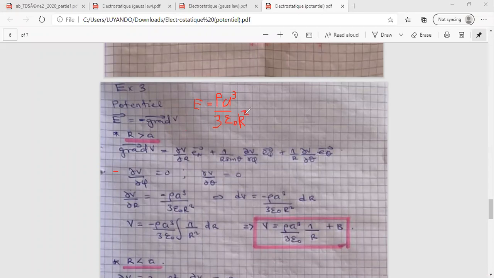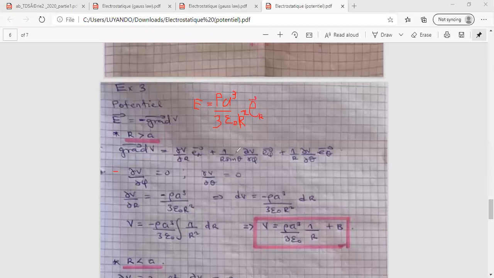We're going to use the same formula: E is equal to negative grad of V. At the exterior, we're going to use the same thing. It's a sphere, so we get the gradient in spherical coordinates. The gradient is equal to dV/dr in the direction E r, plus 1 over r sine theta, dV/d phi in the direction of phi, plus 1 over r, dV/d theta in the direction E theta.